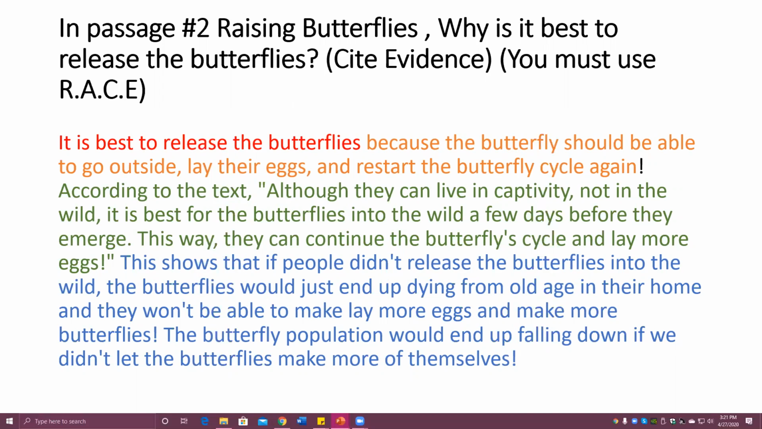According to the text, although they can live in captivity, not in the wild, it is best to release the butterflies into the wild a few days before they emerge. This way they can continue the butterfly cycle and lay more eggs. This shows that if people didn't release the butterflies into the wild, the butterflies would just end up dying from old age in their home, and they won't be able to lay more eggs and make more butterflies. The butterfly population would end up falling down if we didn't let the butterflies make more of themselves." That is a great example of RACE.